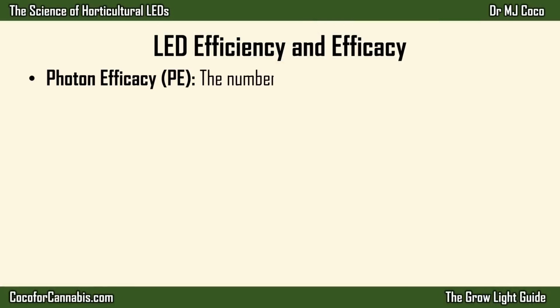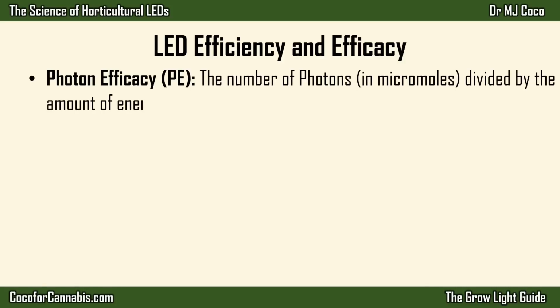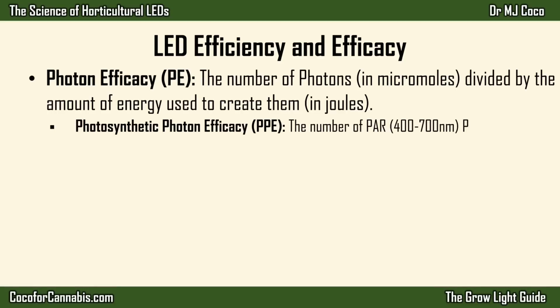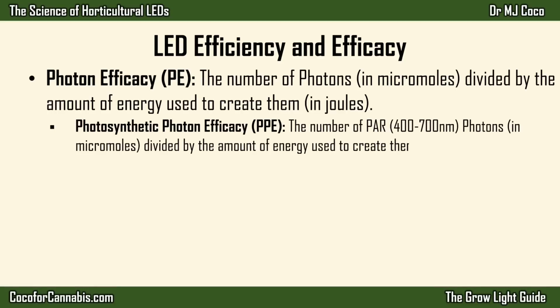Photon efficacy, PE, is the number of photons in micromoles divided by the amount of energy used to create them in joules. In horticulture, we typically focus on photosynthetic photon efficacy, PPE, the number of photons within the PAR range, 400 to 700 nanometers, in micromoles, divided by the amount of energy used to create them in joules. Photon efficacy and photosynthetic photon efficacy are expressed as micromoles per joule.